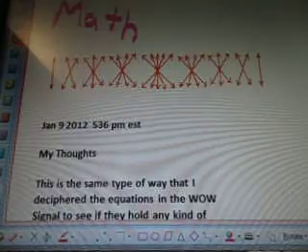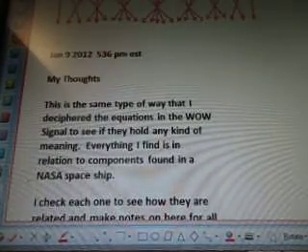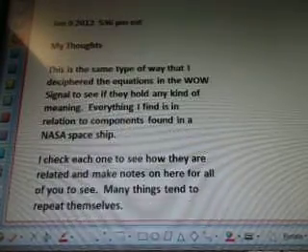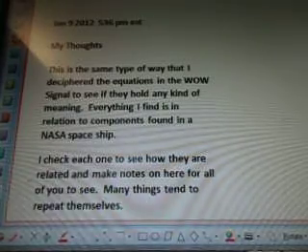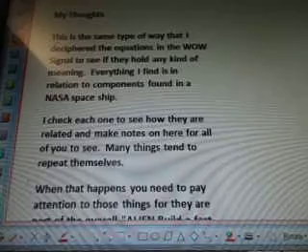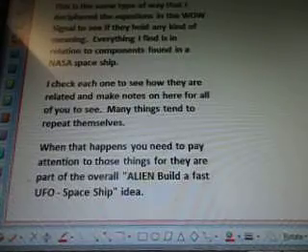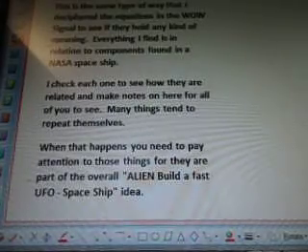I don't know how it looks, but anyways, you'd have to look at it. I deciphered the equations in the Wow signal to see if they hold any kind of meaning. Everything I find is in relation to components found in the NASA spaceship. I check each one to see how they are related and make notes on here for all you to see.